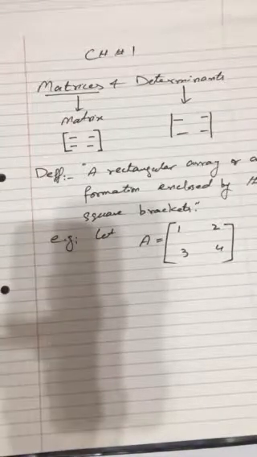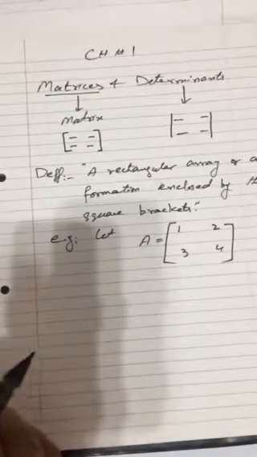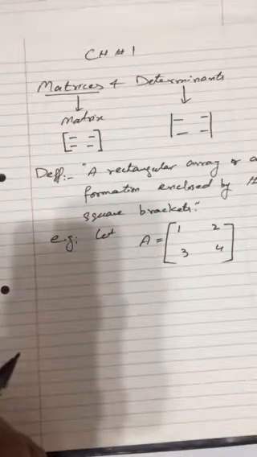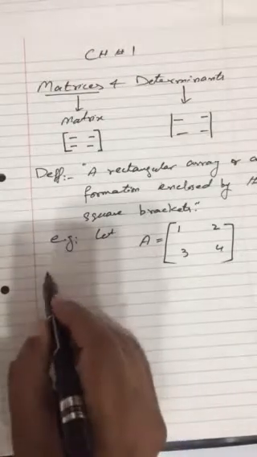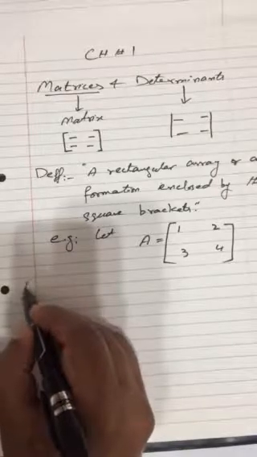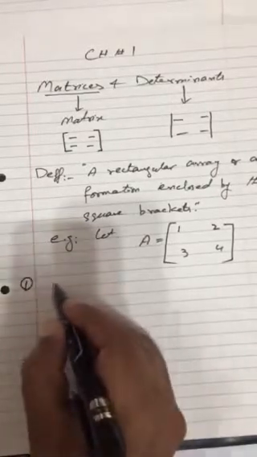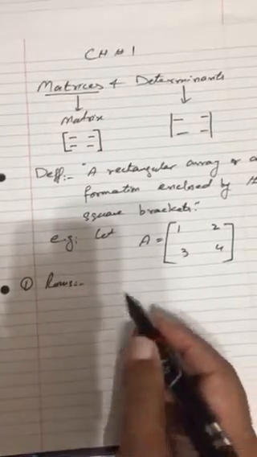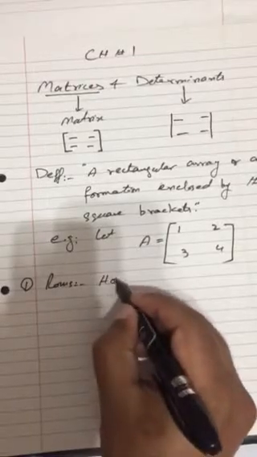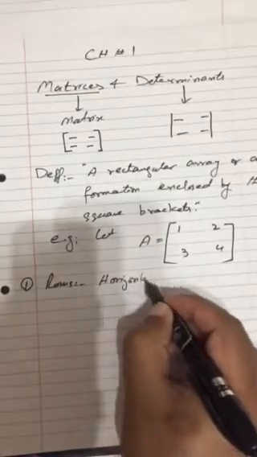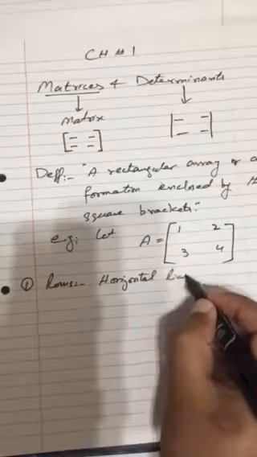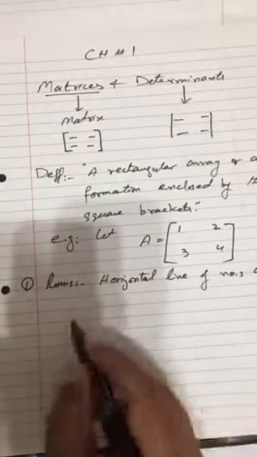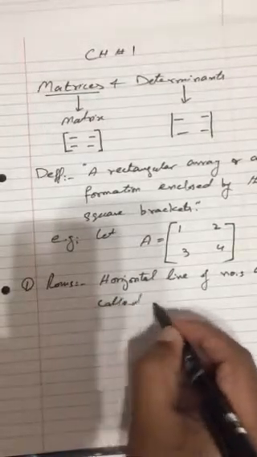Now, after discussing the matrix, we discuss the rows and columns of a matrix. First we discuss the rows. Remember, a horizontal line of numbers is called a row.